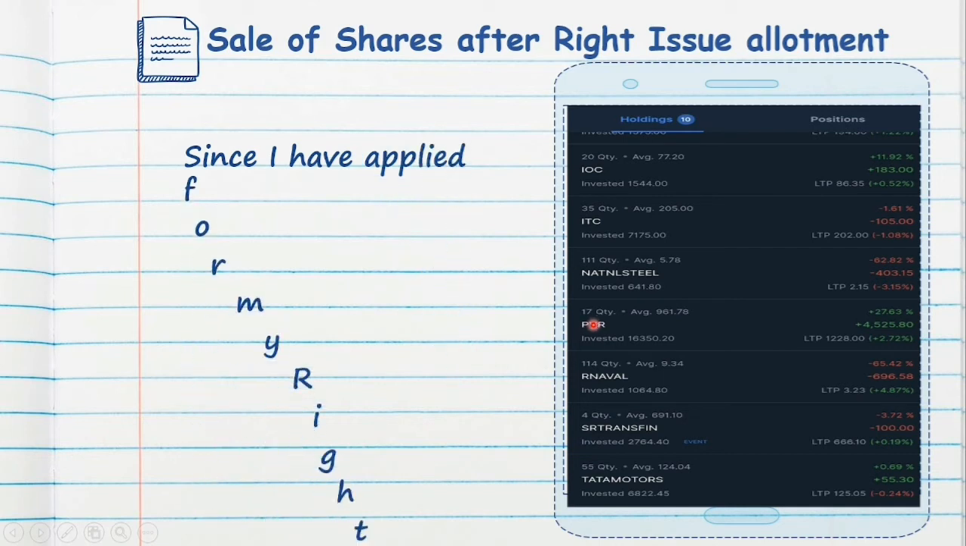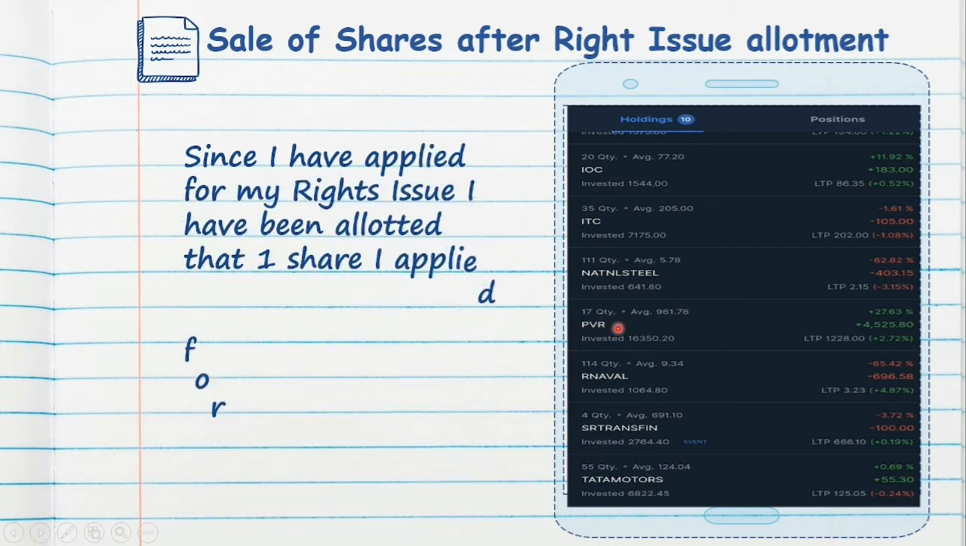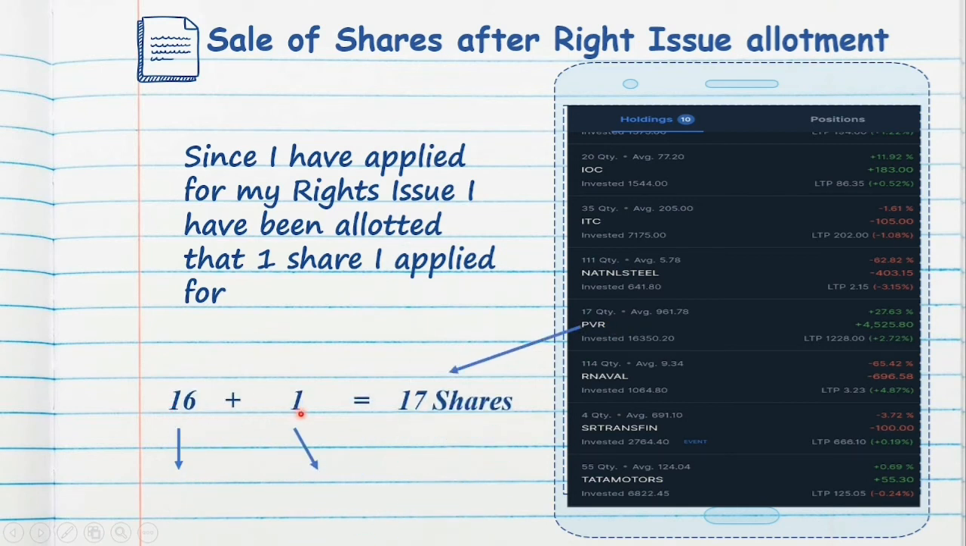If you look at this, now I am holding 17 quantities of PVR shares. Earlier I used to have 16 shares, and I have applied for that one share using the rights issue window. So now once they have allotted me that one share, my total holdings have increased to 17 quantities. So in this case, I can make sure that the one share that I applied for using the rights issue window has been allotted to me correctly and is there in my trading account.